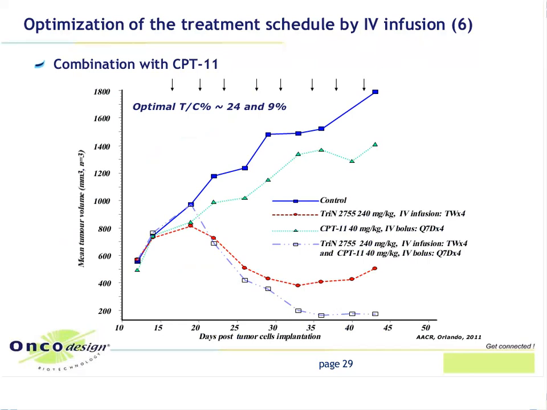as topoisomerase 1 inhibitor. So here is in blue the curve of the tumor volume over the time of the control. CPT11 alone was not too potent in the model. The drug by itself alone was very potent, as shown before, at 240 already IV infused during 4 hours. And we observe a synergy when combined with CPT11 here, since the T/C value was about 9% compared to 24% of the drug alone.